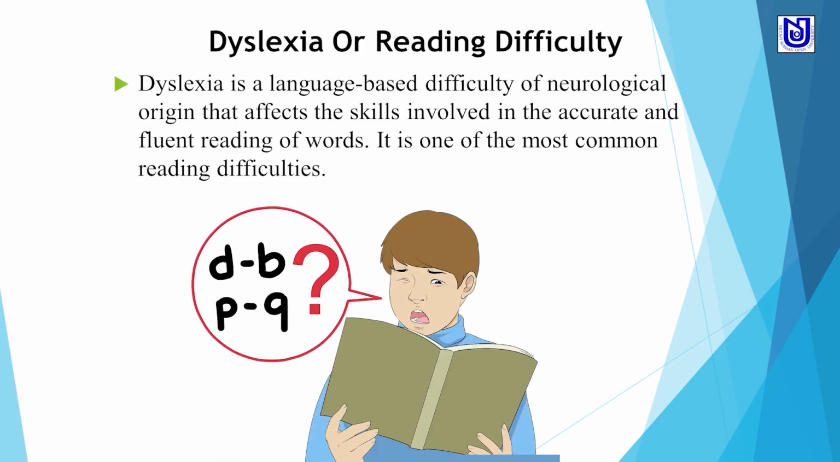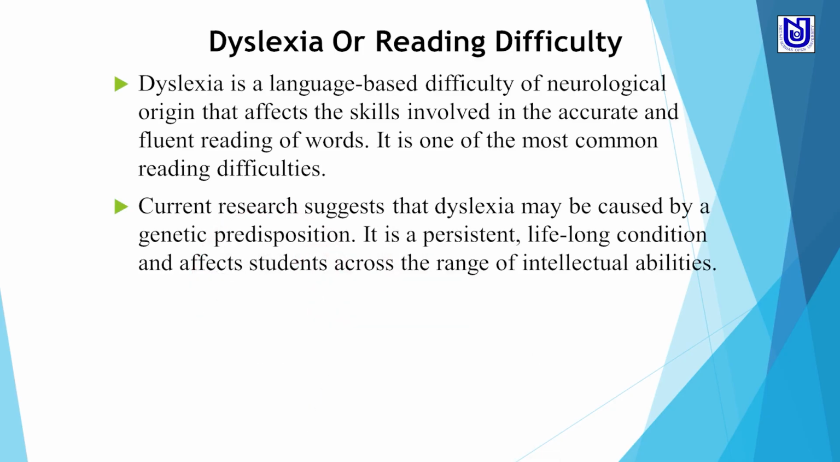Dyslexia or reading difficulty. Dyslexia is a language-based difficulty of neurological origin that affects the skills involved in the accurate and fluent reading of words. It is one of the most common reading difficulties. Currently, research suggests that dyslexia may be caused by a genetic predisposition. It is a persistent, lifelong condition and affects students across the range of intellectual abilities.